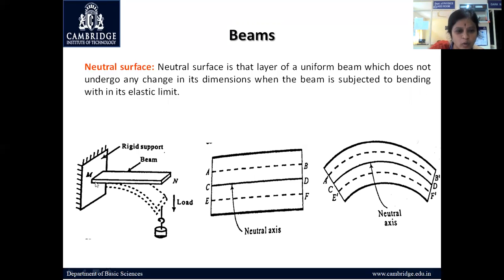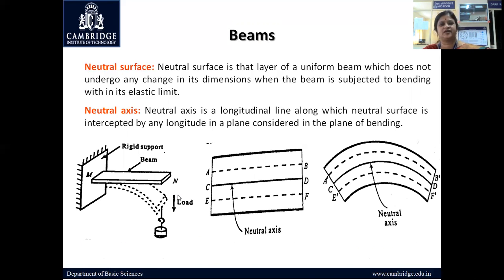If I take one of the layers here as a neutral surface, it is a plane layer, and the axis passing through that layer is called the neutral axis. So what is a neutral axis? The neutral axis is the longitudinal line along which the neutral surface is intercepted by any longitudinal plane considered in the plane of bending. That is called the neutral axis. So I think it's clear.